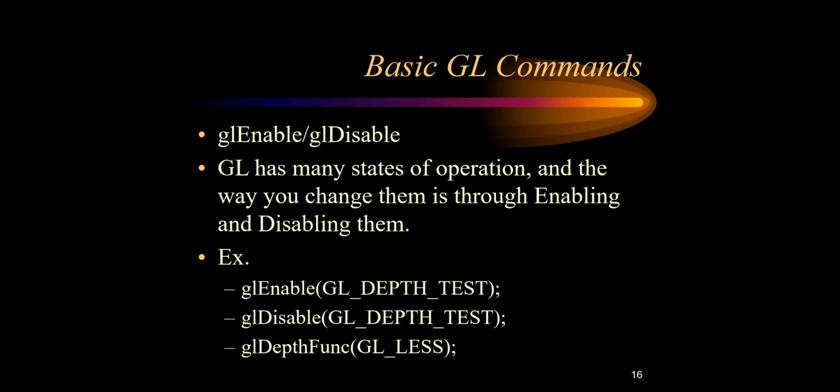Now here you can see there are some basic GL commands. Whenever we start with commands, we have to start with glEnable, or you can write glDisable. GL has many states of operations, and wherever you want to enable or disable is your choice. Majorly we use glEnable and glDisable whenever we want to find out some buffering state, or whenever we want to do testing and so on. Here is one example.